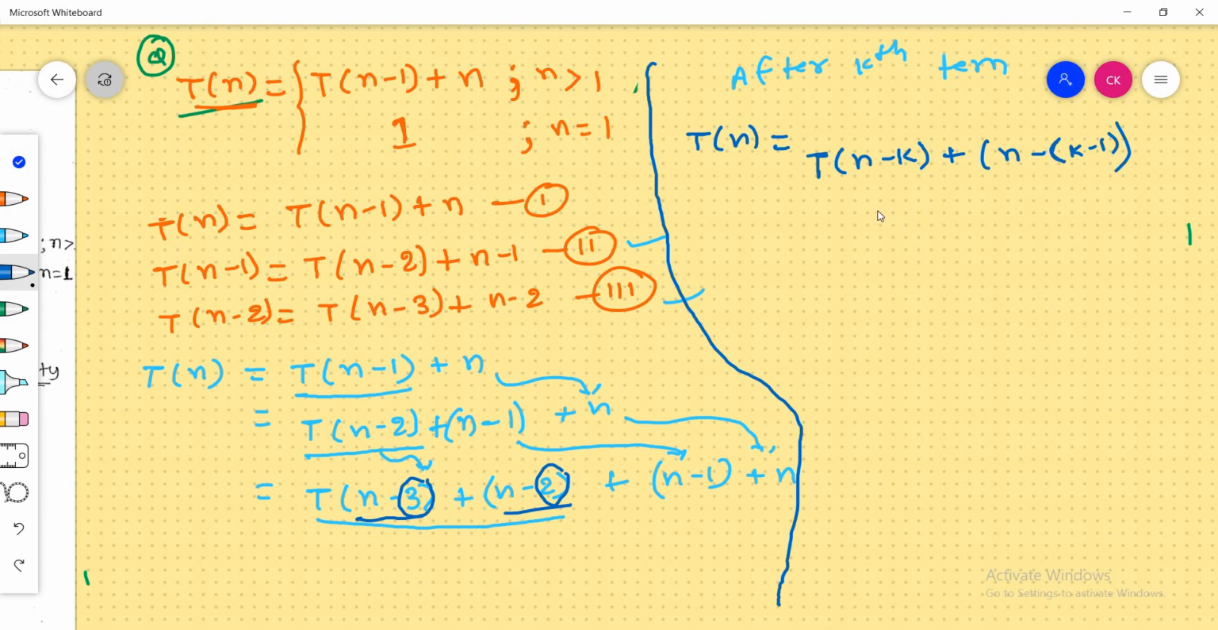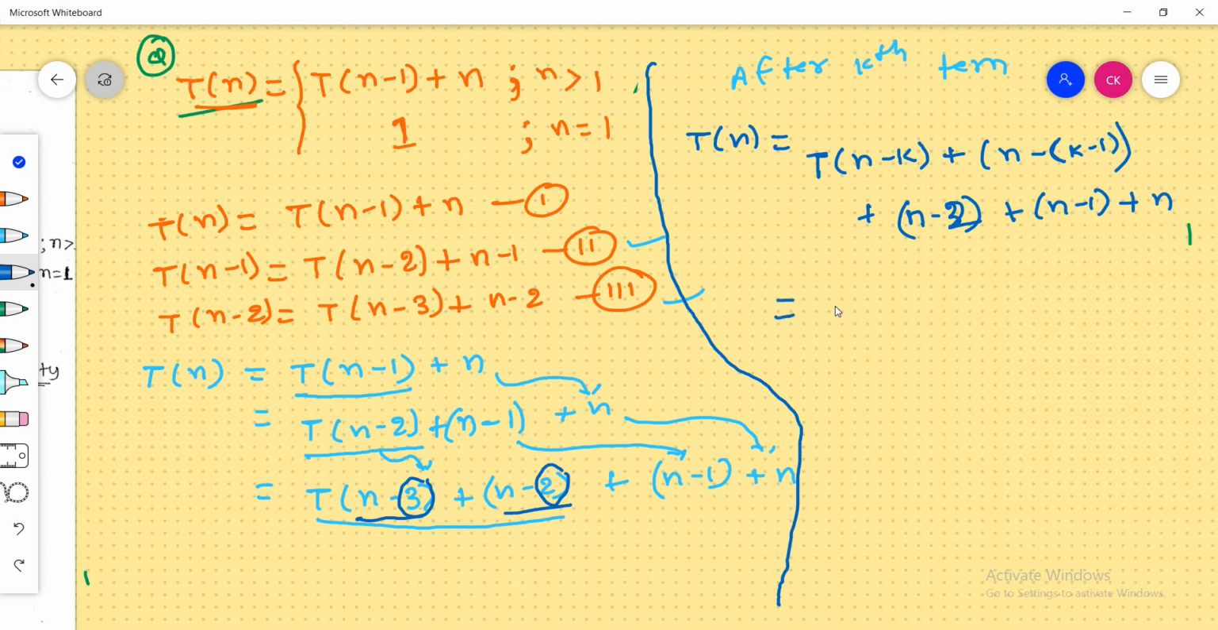And plus this one, n minus 3, so n minus 2 plus n minus 1 plus n.